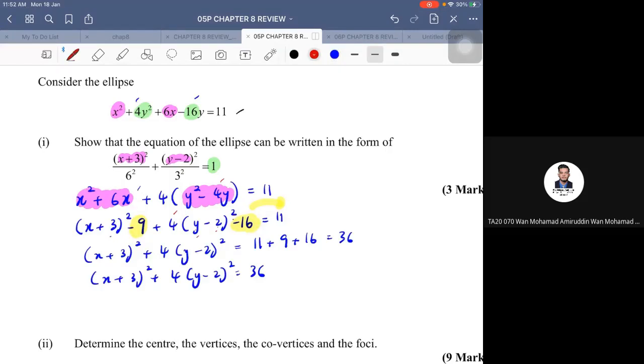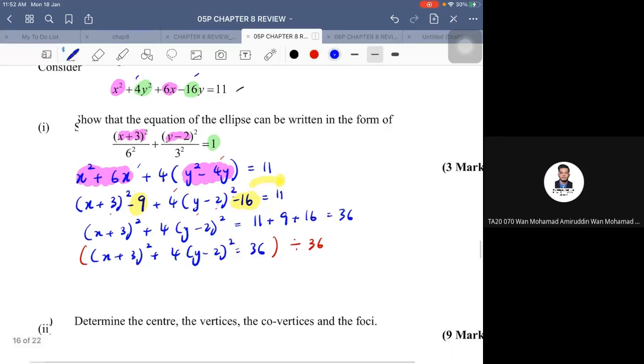So how do we make the 36 equal to 1? You bahagikan dia dengan 36. Jangan pula you tolak dengan 35. No, it doesn't work that way. Nanti dia kacau pula kita punya square yang belah kiri tu. So what we do adalah kita bahagikan dia dengan constant tu sendiri. So which is going to be 36.